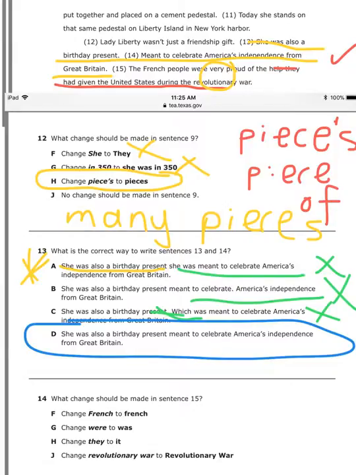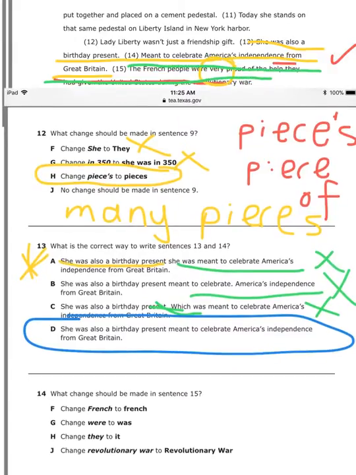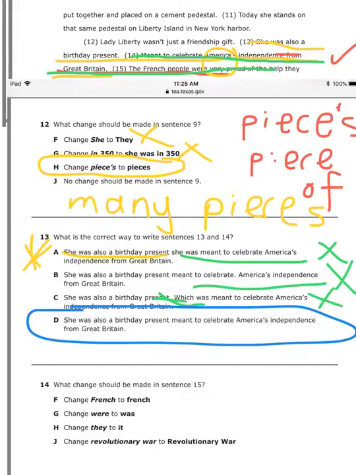I'm going to use my green because I haven't used it here. The French people was very proud of the help they had given to the United States during the Revolutionary War. Okay, the French people. And if you have a space in here, you can write the sentence here. Change French to French, no. Change where to was. The French was. No, it doesn't make sense. The French people were. It's plural.